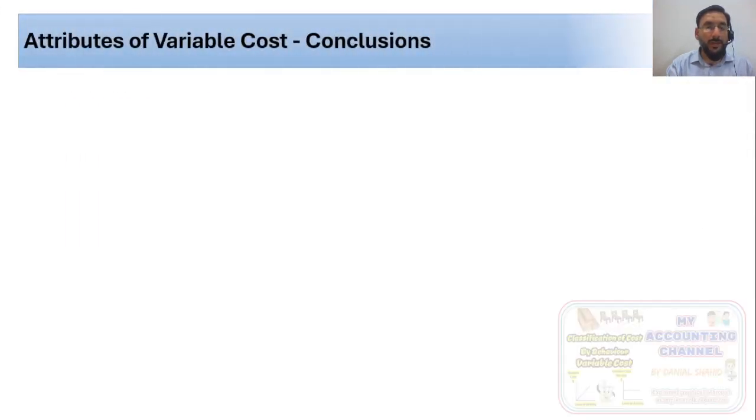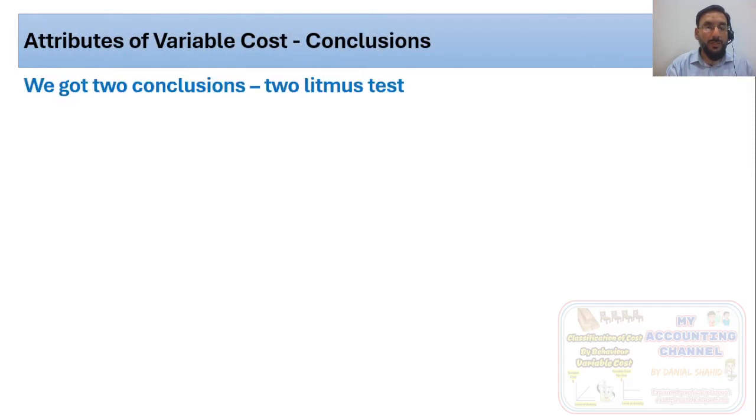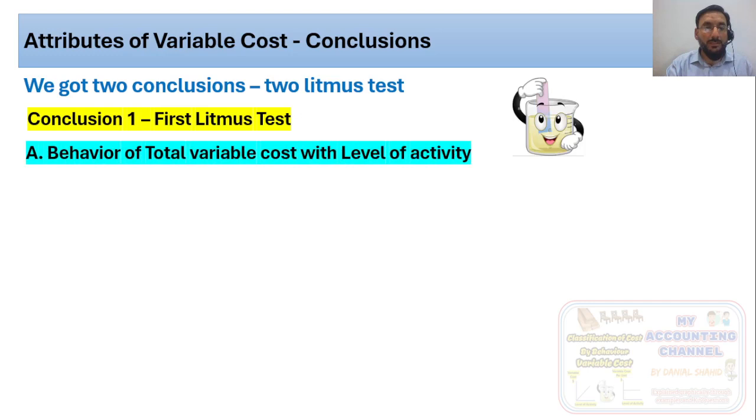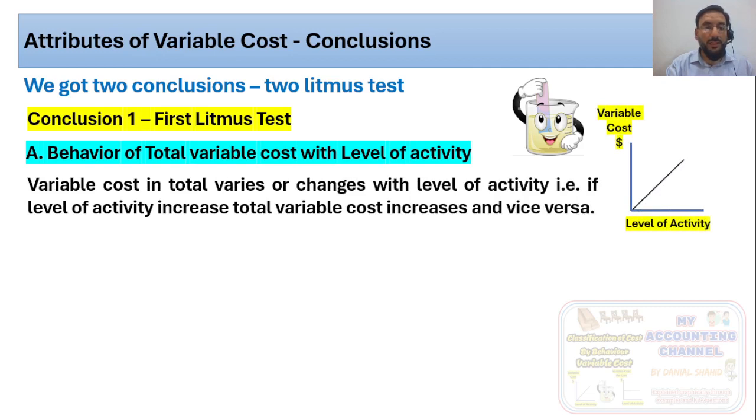Now the attributes of variable cost: we have finally reached the conclusion that there are 2 litmus tests. While we are discussing the behavioral classification of cost, we have 2 tests. The first test is that if a cost is varying with level of activity, it will be a variable cost. So variable cost in total varies or changes with the level of activity. That is, if level of activity increases, total variable cost will increase, and vice versa.